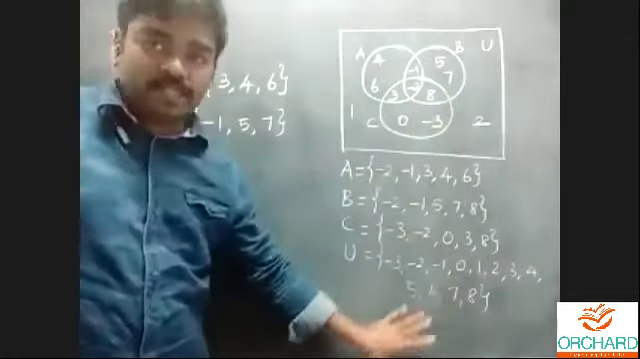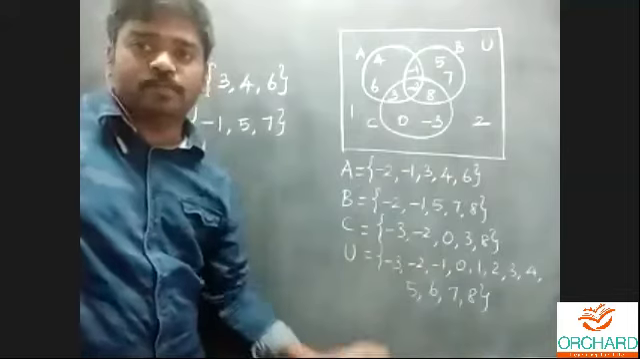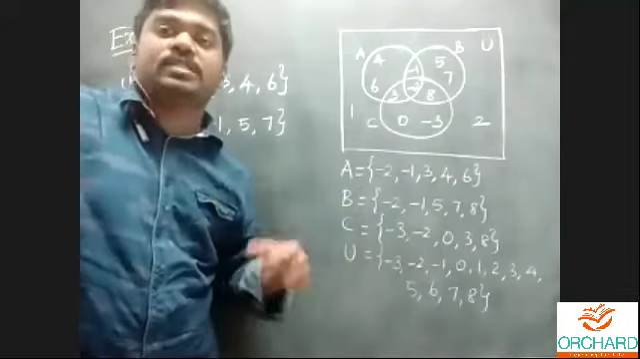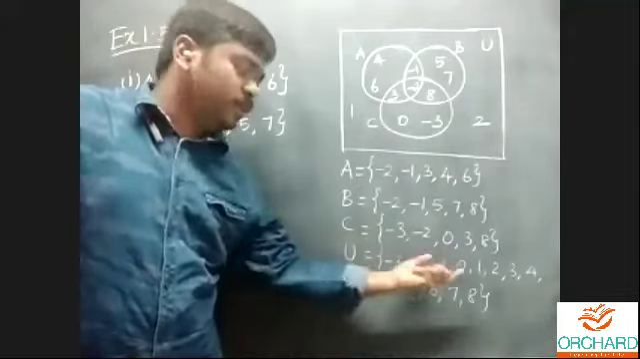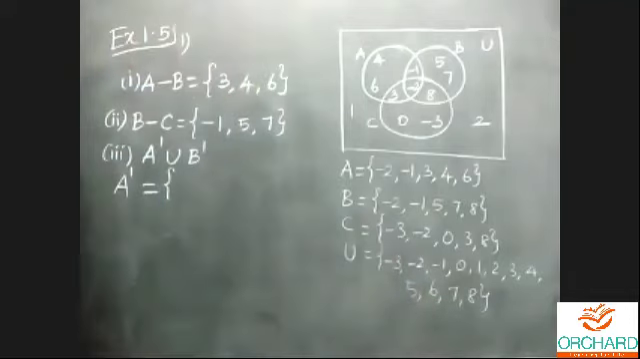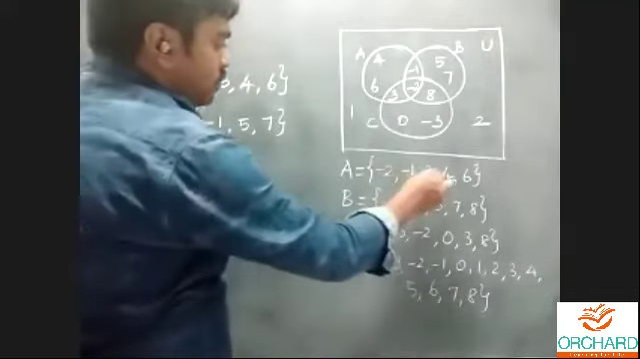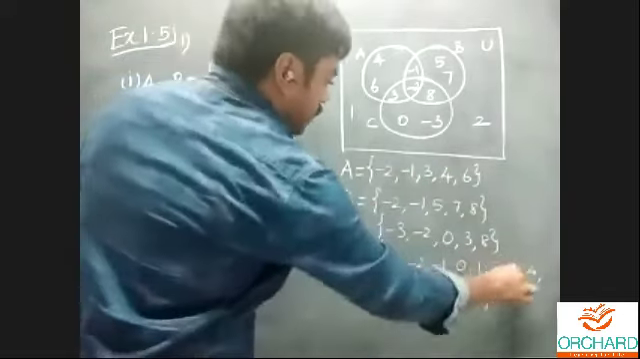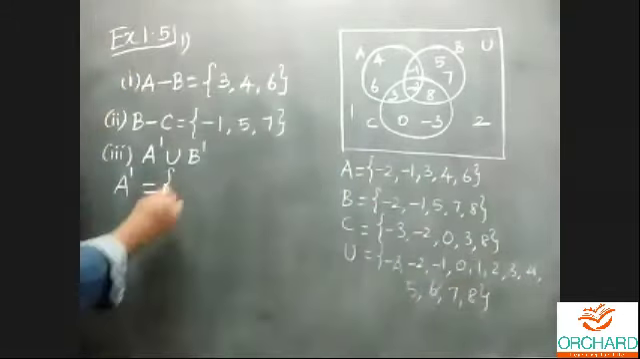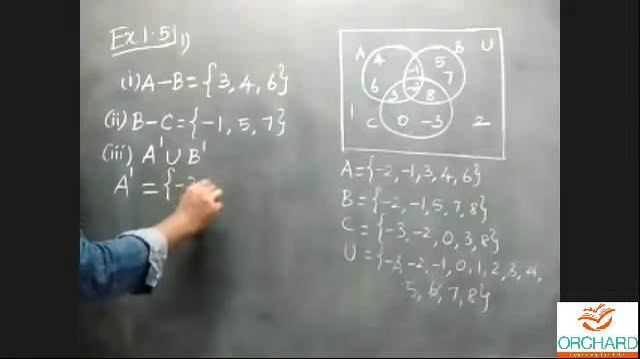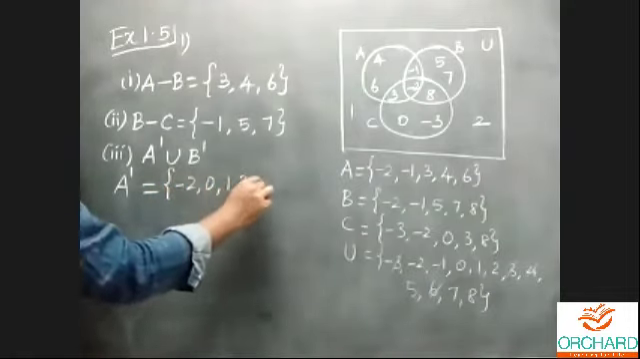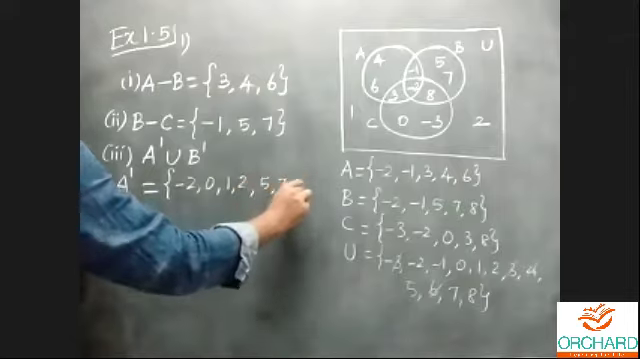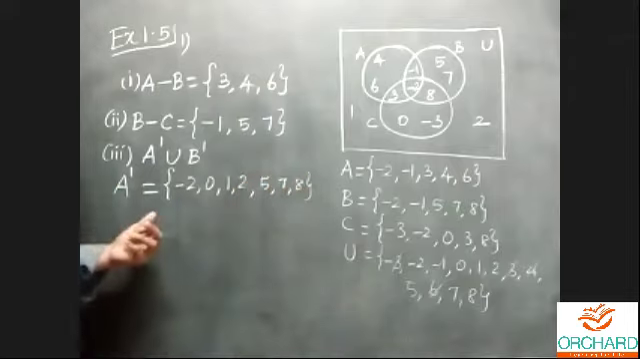This is not necessary, but for your understanding, because what is meant by A dash? Except A. From the universal set, you write the elements except A. What are the elements in A? -2, -1, 3, 4, 6. Just strike these out. Now you can write down the elements of A dash: -2, 0, 1, 2, 5, 7, 8. These are the elements of set A dash.